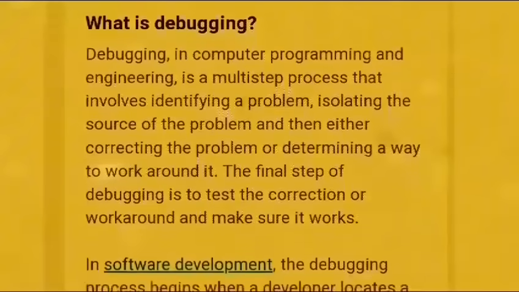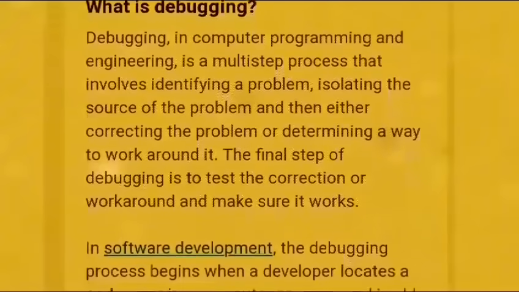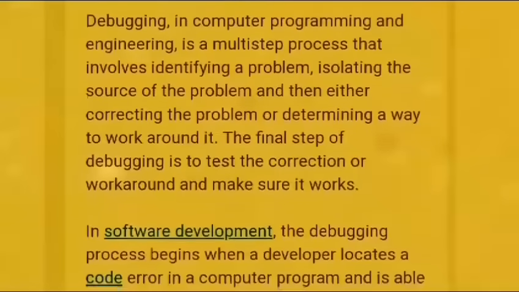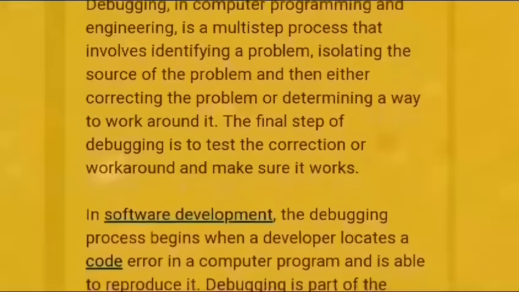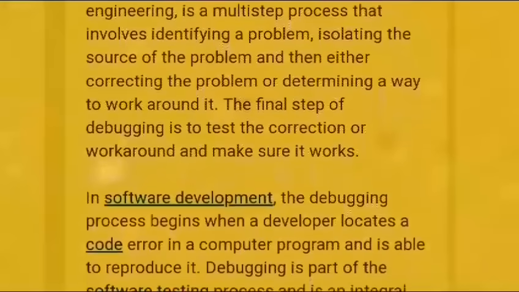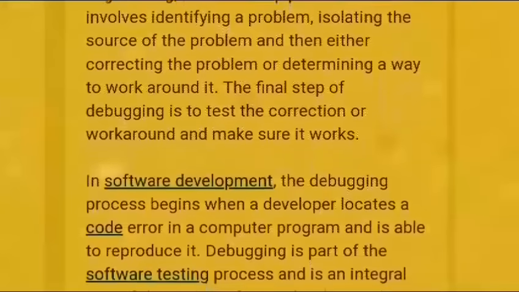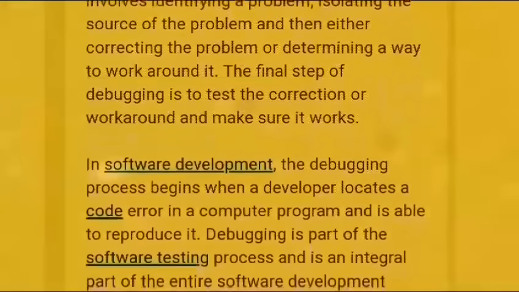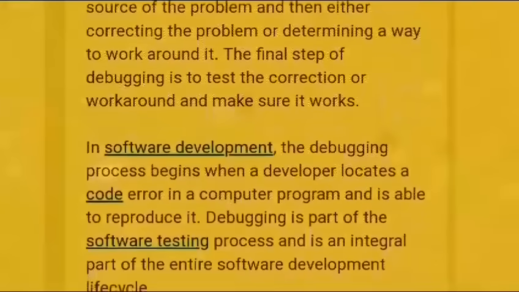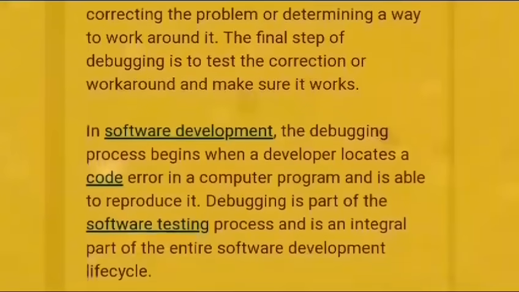In software development, the debugging process begins with a developer locating a code error in a computer program and being able to reproduce it. Debugging is a part of the software testing process and an integral part of the entire software development life cycle.